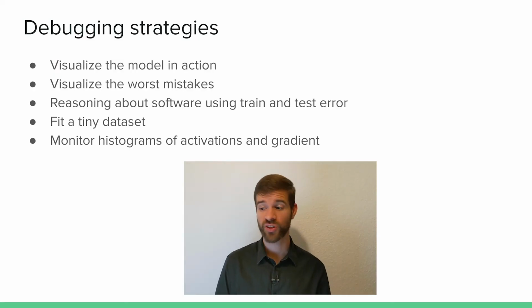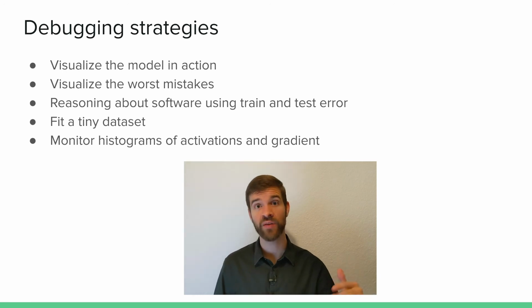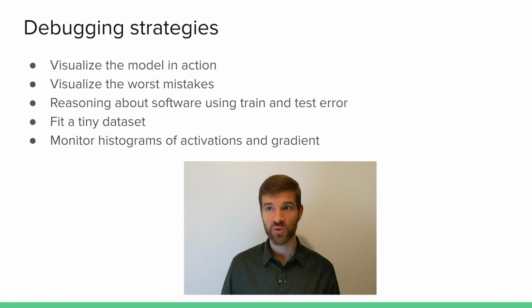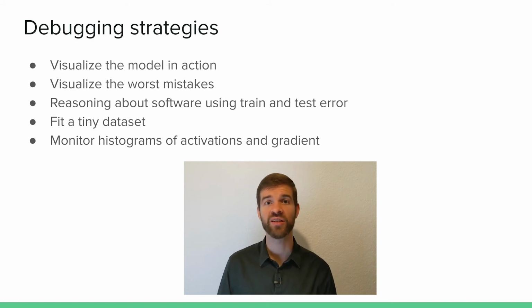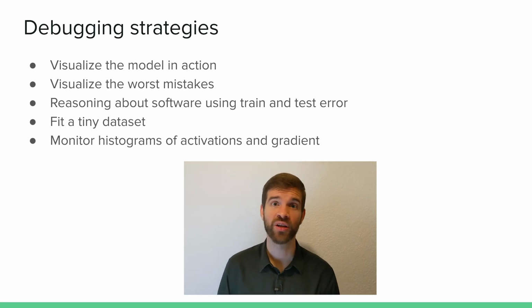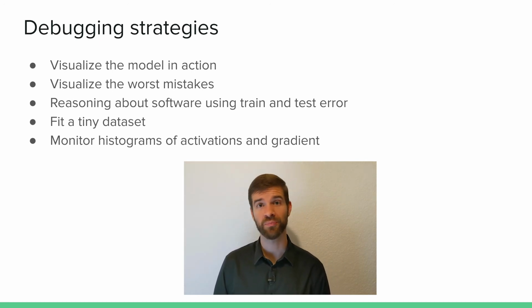Try to reason about your software using this train and test error. You now understand the capacity, you can understand how this behaves, and if you visualize your training and your test error, you can get some insights into how your network is behaving and how it's doing. You should always start with a tiny data set first, just a few samples to make sure everything is running smoothly, and as I just said, monitor your histograms and other important metrics.